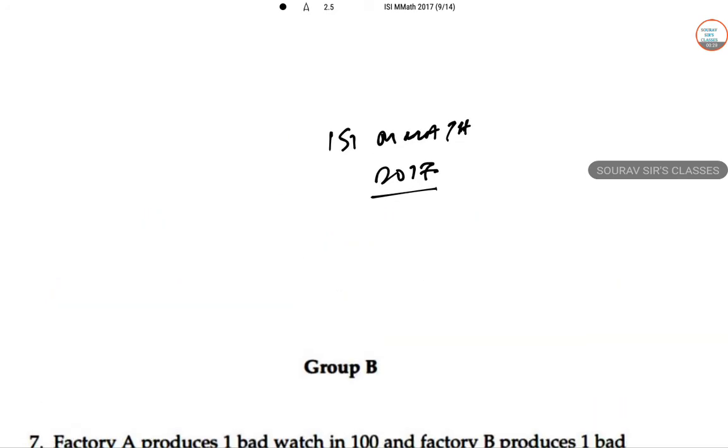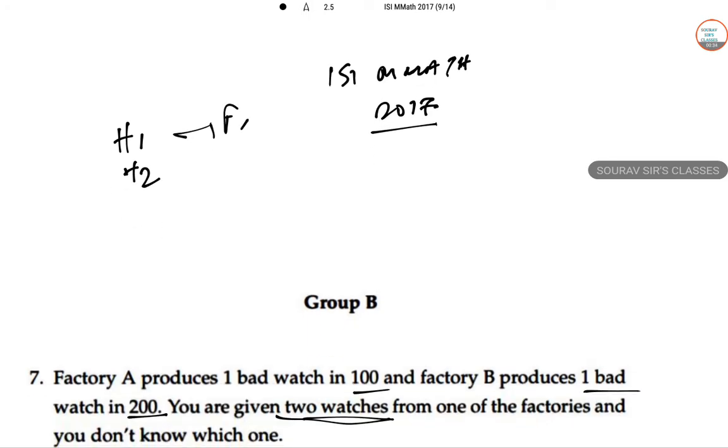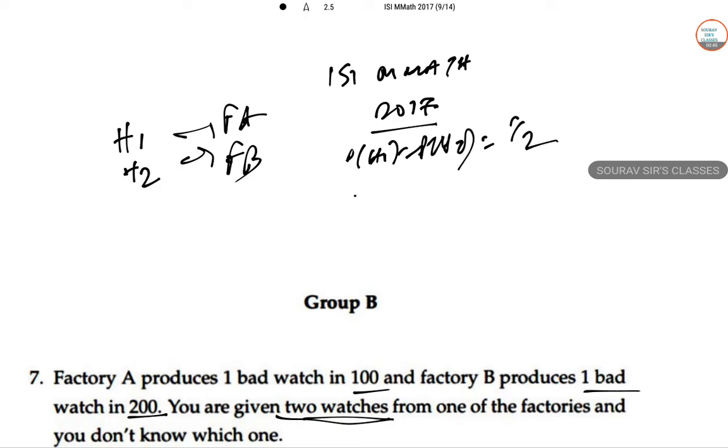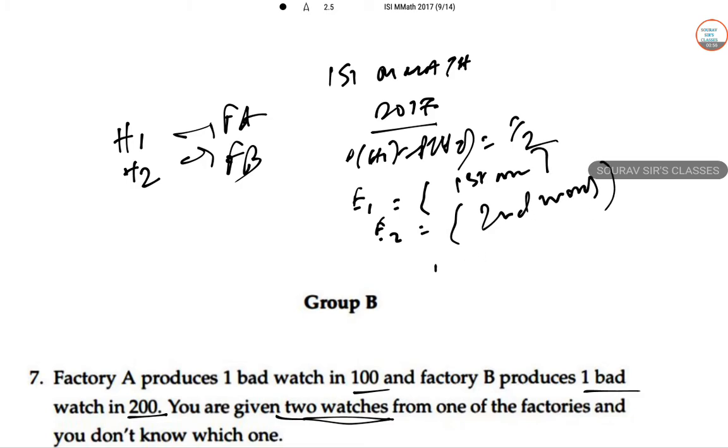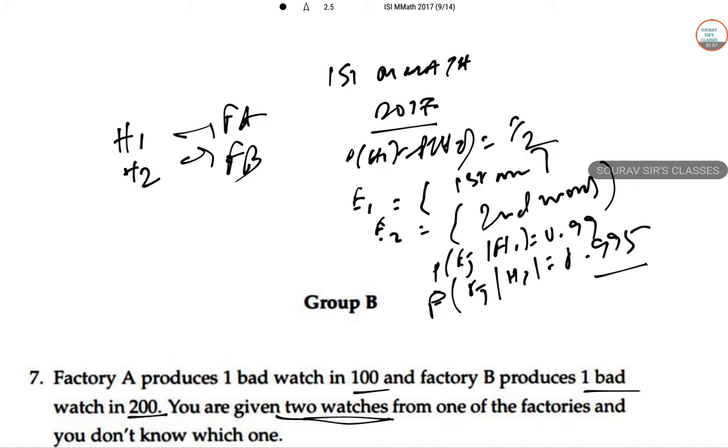So in this question, let H1 and H2 be the events that the watches come from the first factory, A, and the second factory, B. So P of H1 and P of H2 are the same, that is half. E1 is the event that the first watch works and E2 is the event that the second watch works. So P of E2 given H1 is 0.99 and P of E2 given H2 is 0.995.